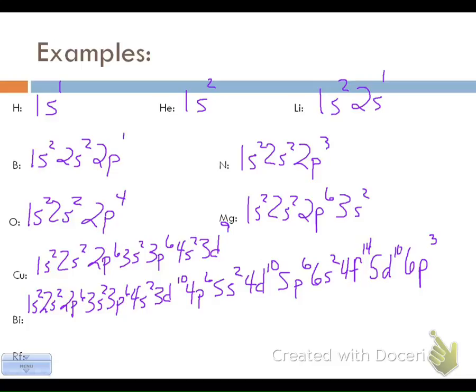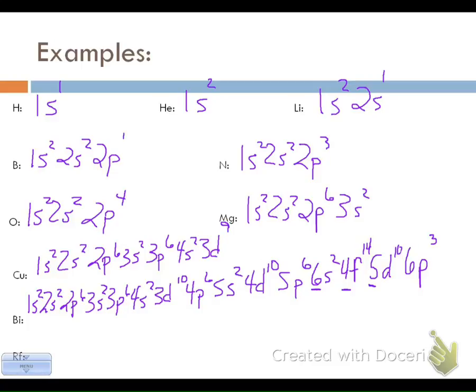Don't forget that the D orbitals are always 1 row behind the main group, which is S and P, and the Fs are always 2 behind. So you see on the row 6, the F is 2 behind and the D is 1 behind. That's always true.